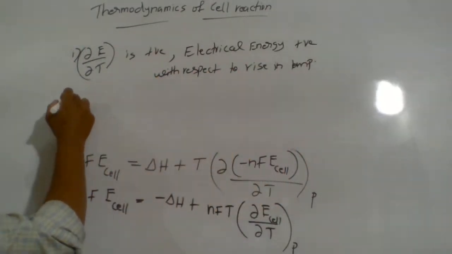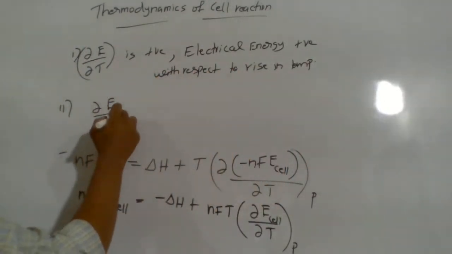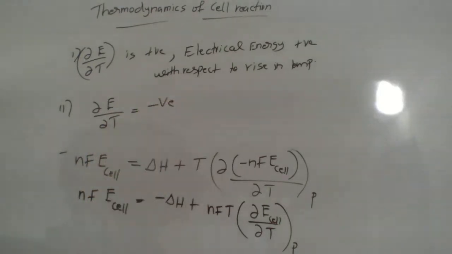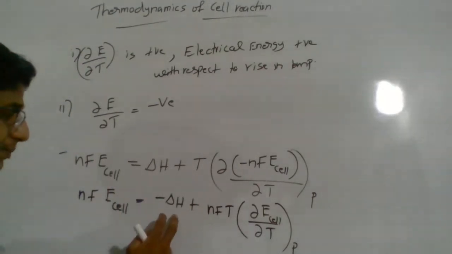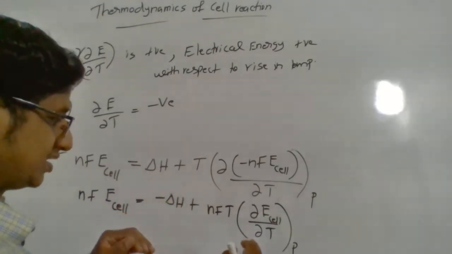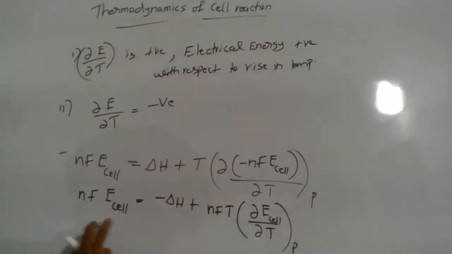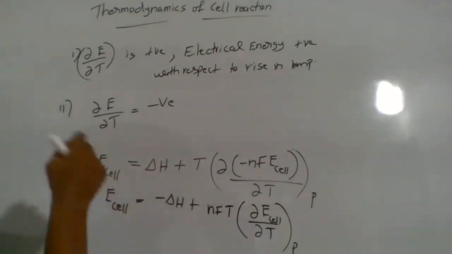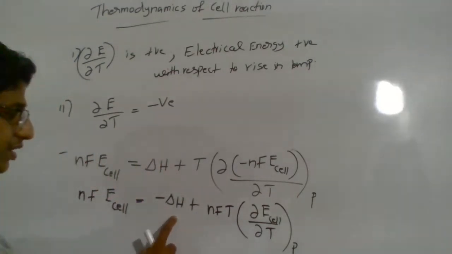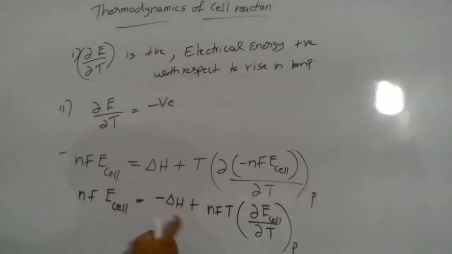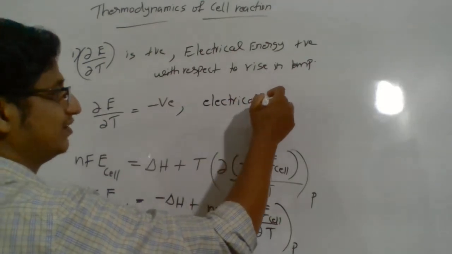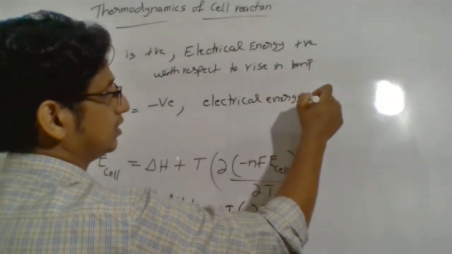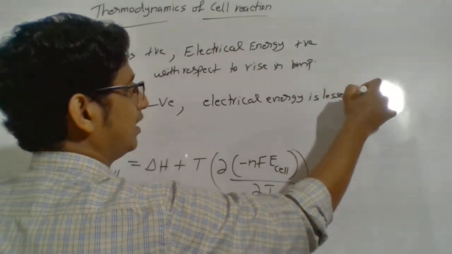Now another case: if dou E by dou T is negative, then electrical energy will be released, because now you think in terms of delta H. Delta H value will be lesser. This becomes more positive, that is why you are getting a positive value. So if dou E by dou T is negative, this part is negative, this part is also negative. So electrical energy will be less than delta H, lesser than the enthalpy of reaction.